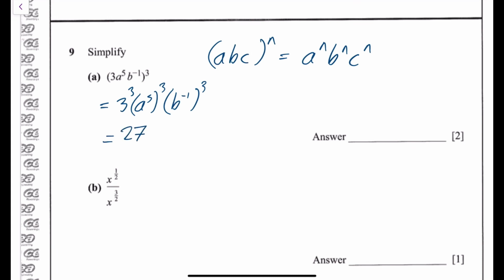And then A to the power of 5 raised to the power of 3, you multiply. So it's going to be 15. Same for the B to the power of minus 1 raised to the power of 3. Multiply the powers and you'll get minus 3. And that is your answer.